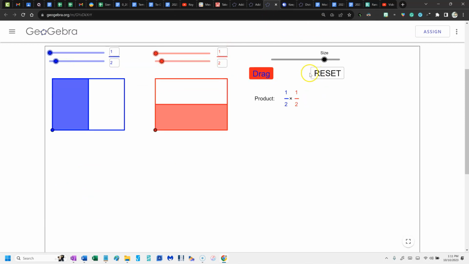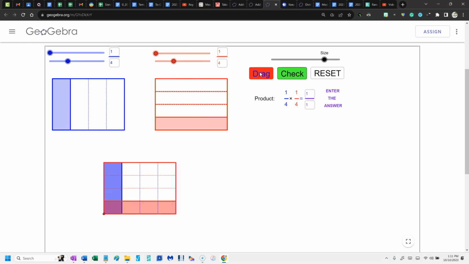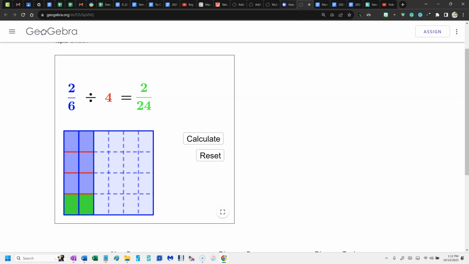Then, if we're multiplying fractions, the easiest example I tried to show you was 1/4 times 1/4, because you can easily imagine a fourth of a fourth, which is 1/16. One out of these 16 boxes. And then for dividing fractions, you can think about your keep, change, flip.